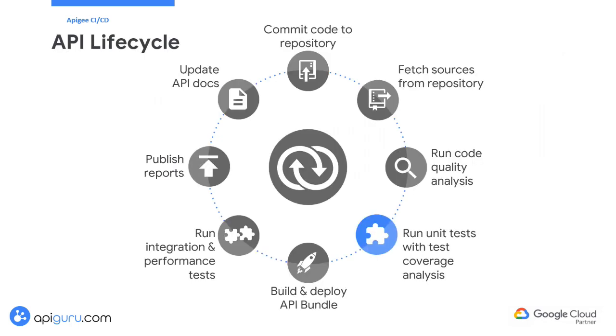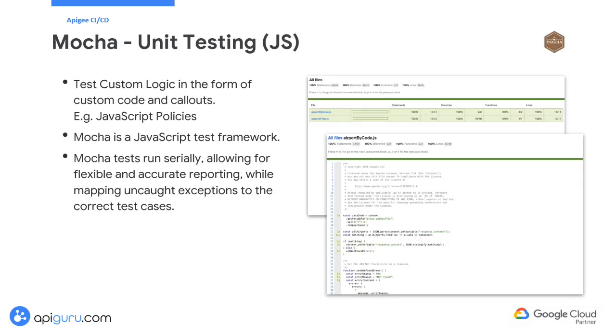Let's explore our recommendations for running unit tests and conducting test coverage analysis. We recommend using Mocha for automated unit testing of your custom JavaScript code and callouts. Mocha is a robust testing framework that works seamlessly in Node.js and browser environments, making asynchronous testing straightforward and enjoyable. It executes tests serially, which enables flexible and accurate reporting while effectively mapping uncaught exceptions to the appropriate test cases. As an open source tool, Mocha is readily available on GitHub, making it an excellent choice for enhancing your testing workflow.